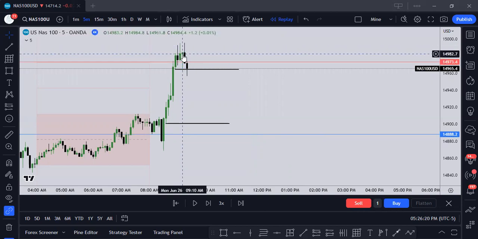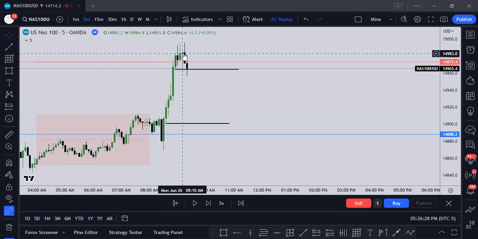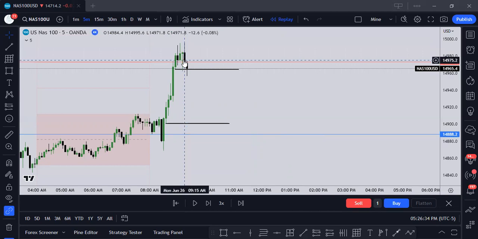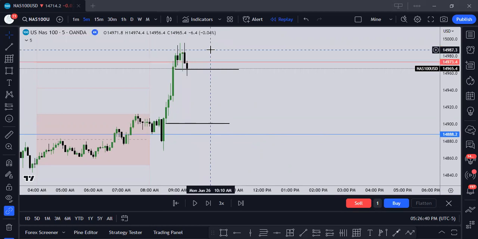I'm interested in shorting at 9:15 a.m. on an M5 chart. Lower time frames will obviously give you refinements, but right here at 9:15, I'm interested in going short. So I'll either short this or go to an M1, refine and short. We'll do both for today.